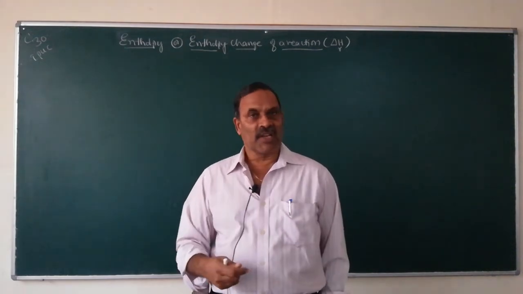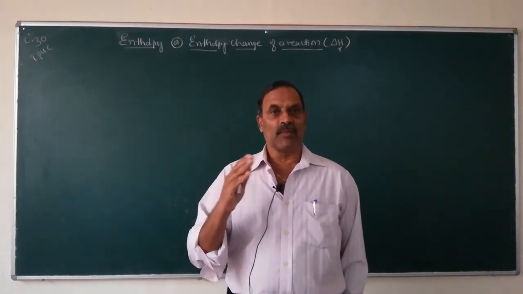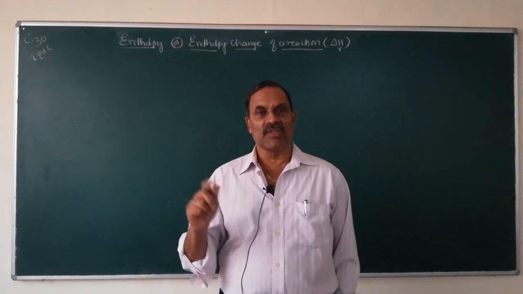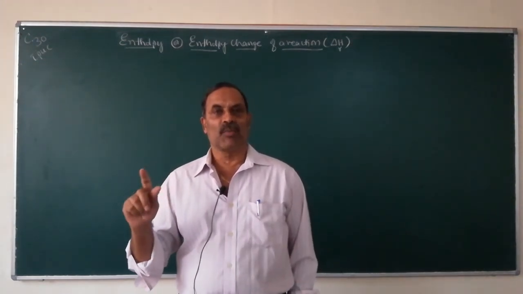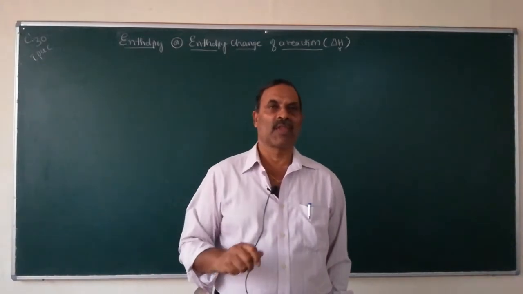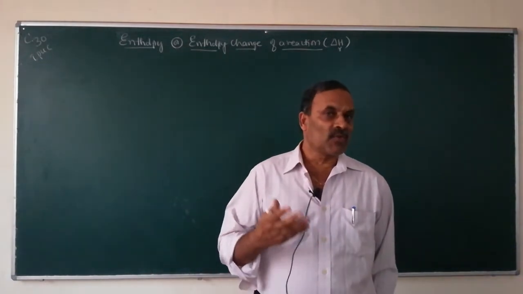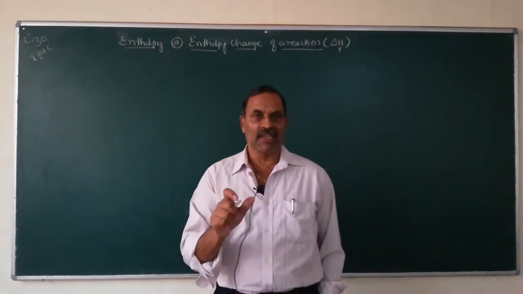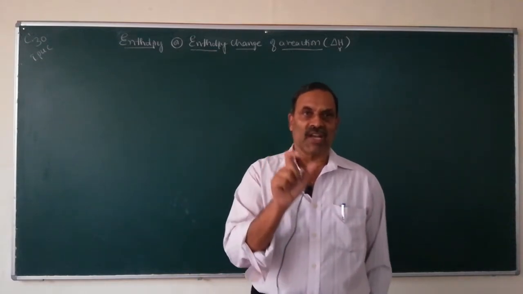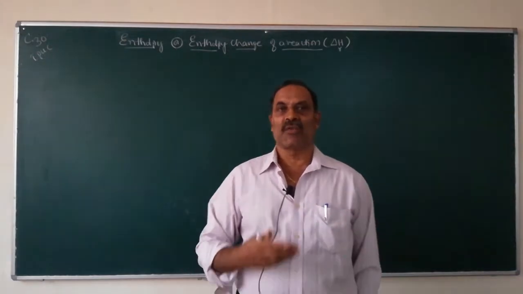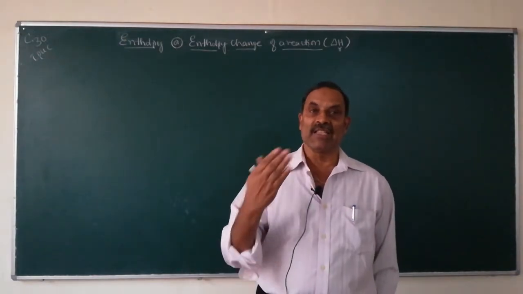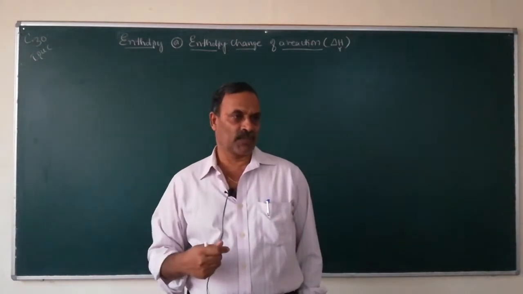Example for exothermic reactions: C(g) plus O2(g) gives CO2(g), delta H equals minus 393.5 kilojoules. So it is an example for exothermic reactions. Here enthalpy of reactants is greater than enthalpy of products. Therefore, the difference of energy is liberated in the form of heat.